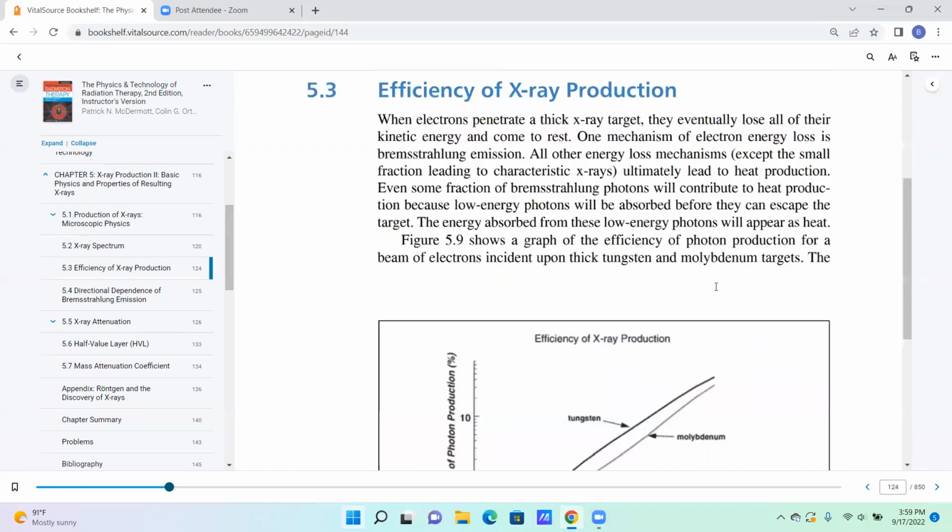So what's the efficiency? How much are we getting out for the energy that we're putting in? When electrons penetrate a thick X-ray target, they eventually lose all of their kinetic energy and come to rest. One mechanism of electron energy loss is Bremsstrahlung. All other energy loss mechanisms, except for characteristic X-rays, in one way or another lead to heat production.